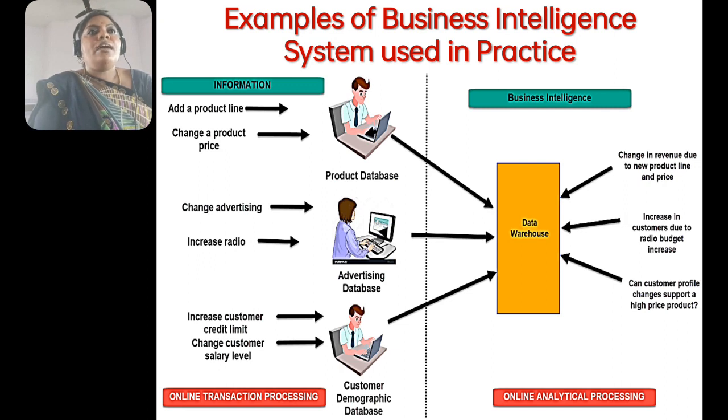An OLTP system also deals with customer demographic databases. So information fed could be an increase in customer credit limit and a change in customer salary level. Correspondingly, in the OLAP, that is Online Analytical Processing, system, a query that could be executed would be: can customer profile changes support higher product prices too?